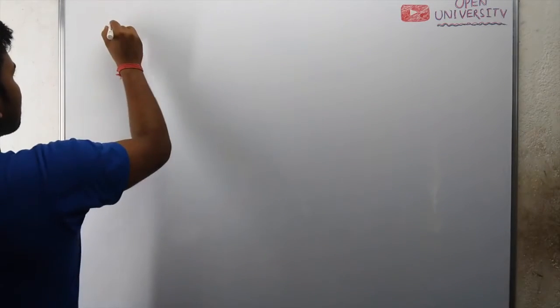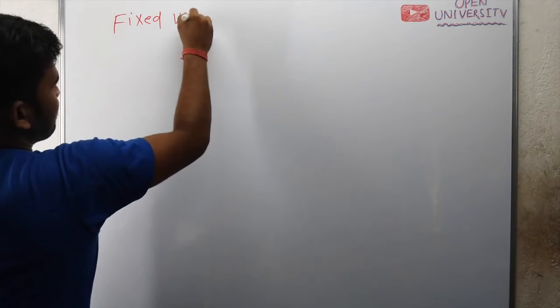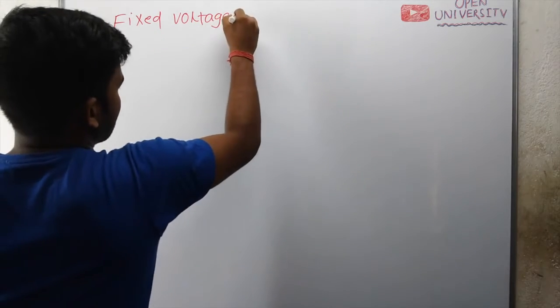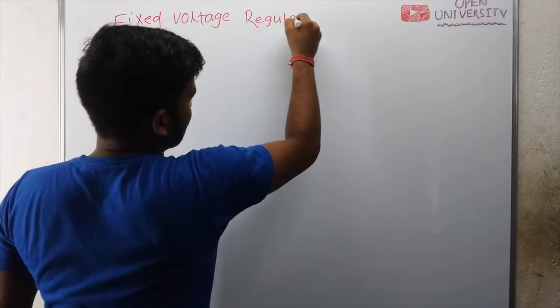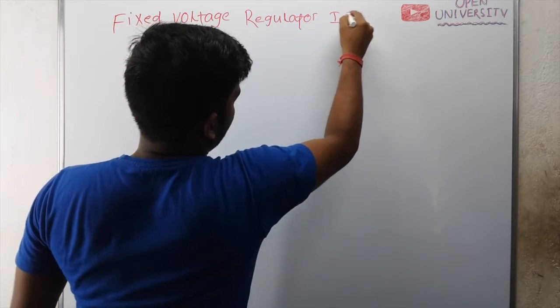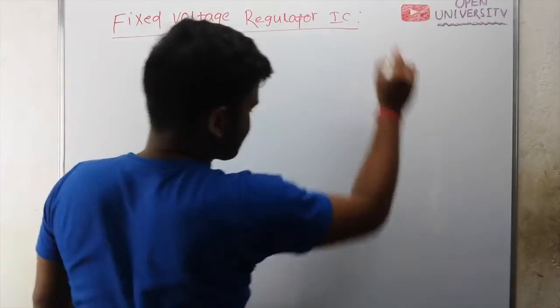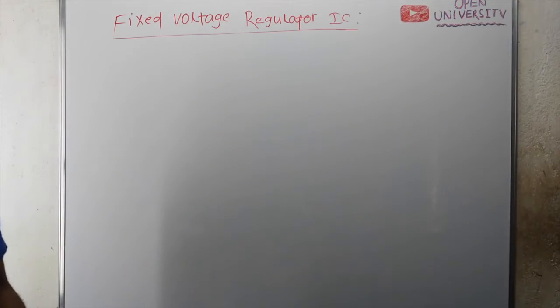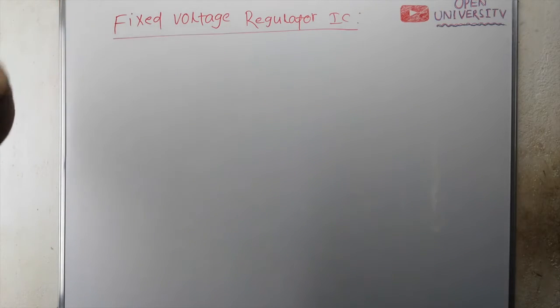Okay, give the heading fixed voltage regulator IC. So basically these are the ICs. Fixed voltage regulator IC, these are the ICs only, integrated circuits. Okay, write down one point under this topic.